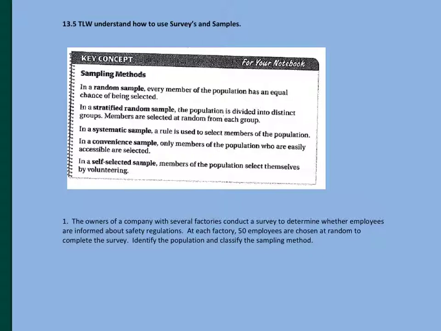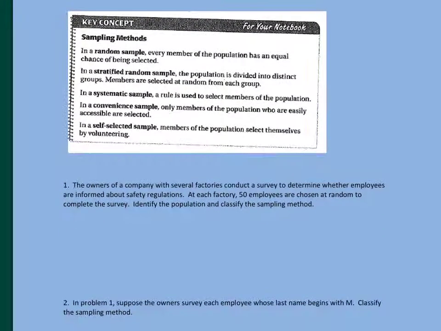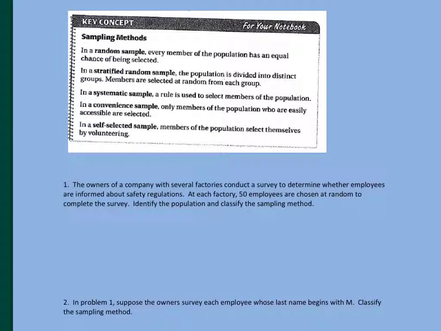The owners of a company with several factories conduct a survey to determine whether the employees are informed about safety regulations. At each factory, 50 employees are chosen at random to complete the survey. Identify the population and classify the sampling method. So the population. So they want to know, who is all of this based on?